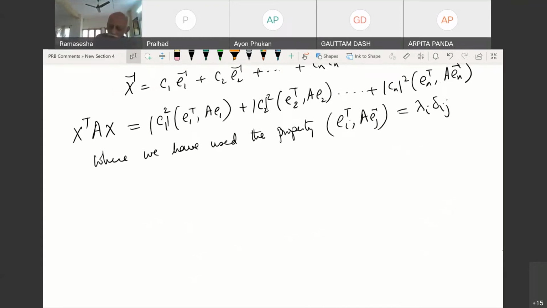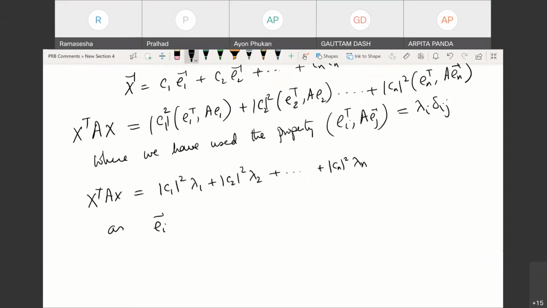Now I can write this down as x transpose A x equal to modulus C1 squared lambda 1 plus modulus C2 squared lambda 2 plus, etcetera. Ei transpose A Ej is equal to lambda j Ei transpose Ej, which is lambda j delta ij. Okay, so I get the result.